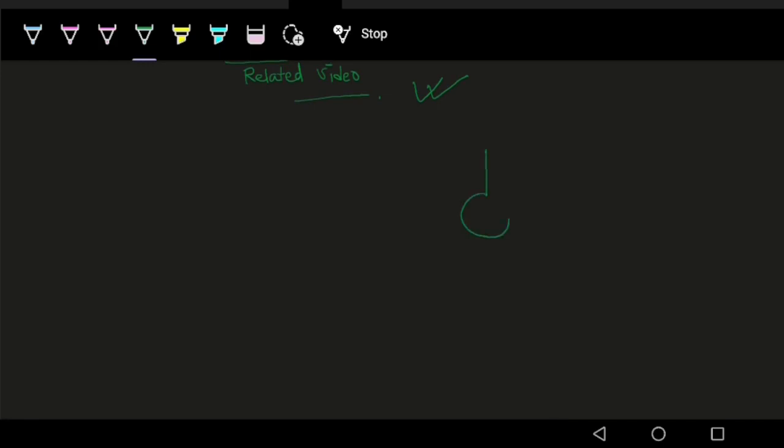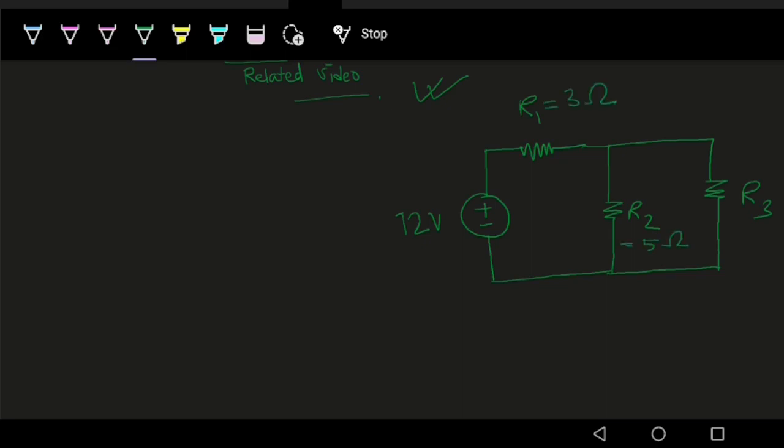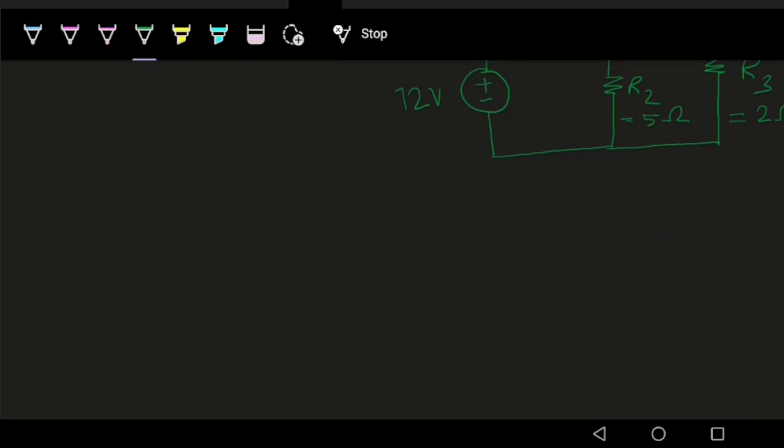Suppose we have an input voltage of 12 volt, and some resistive network as shown here, R2 and R3. Let us put some values for R1, R2 and R3. Let R1 be 3 ohm, R2 5 ohm, and let's say R3 is 2 ohm. In Thevenin's theorem, the first step usually is to find RTH.